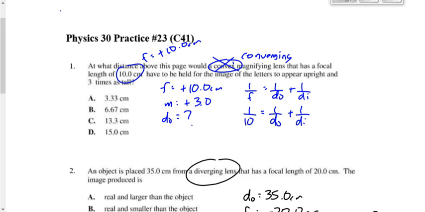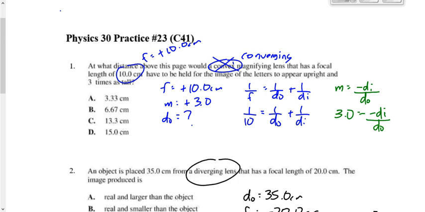Let's try now my other one, magnification is equal to negative DI over DO. You could try HI over HO, but you're going to see in a minute why DI over DO is what we want to use here. M is 3. Negative DI, we don't know that, and DO, oh, we don't know that. We have a problem now, and that is that we can't solve for any variable using either equation.